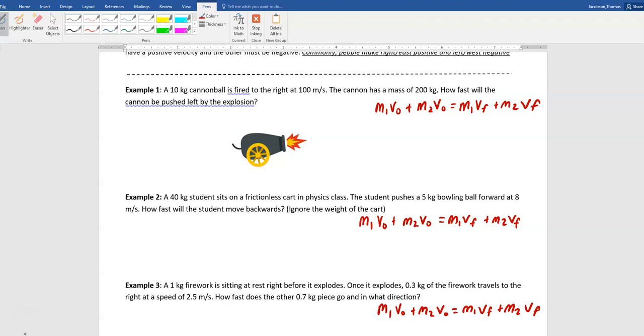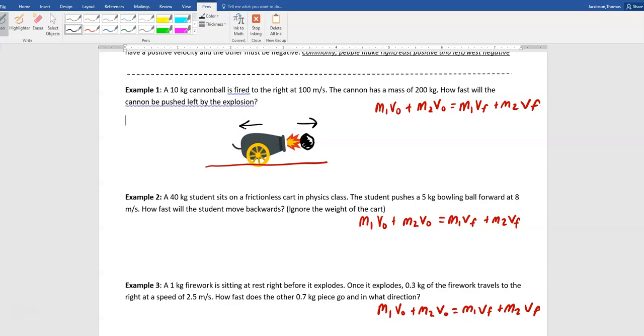The first problem says here on the top, example number 1, that a 10 kilogram cannonball is fired to the right at 100 meters per second. The cannon has a mass of 200 kilograms. How fast will the cannon be pushed left by the explosion? So what you guys should remember from Newton's laws is that every action has an equal and opposite reaction. So if a cannonball is launched forward, then there's going to be an equal and opposite reaction backwards.